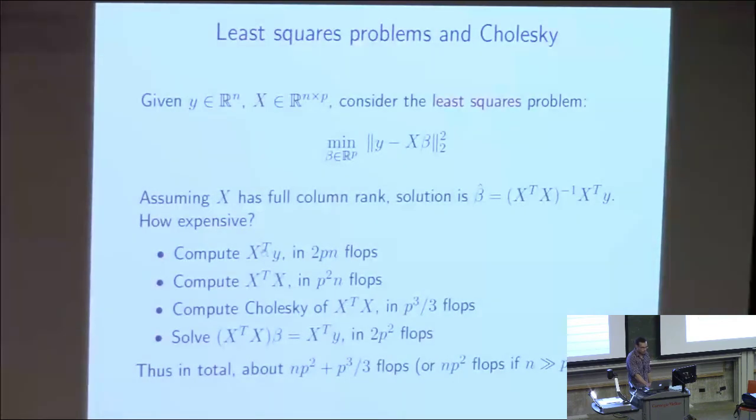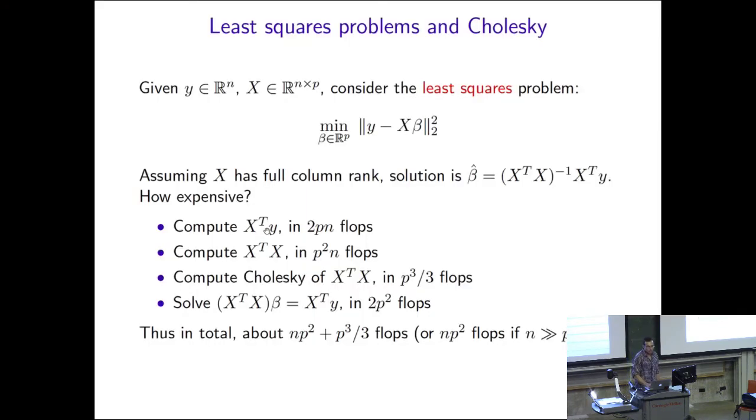Well, I've broken it down here for you. Computing x transpose y, okay, it's a matrix vector multiplication, cost on the order of n times p. Computing x transpose x costs on the order of n p squared. So that's already going to be as expensive as the dominant step in this computation, just taking the sample covariance, x transpose x. Computing the Cholesky of x transpose x costs on the order of p cubed.